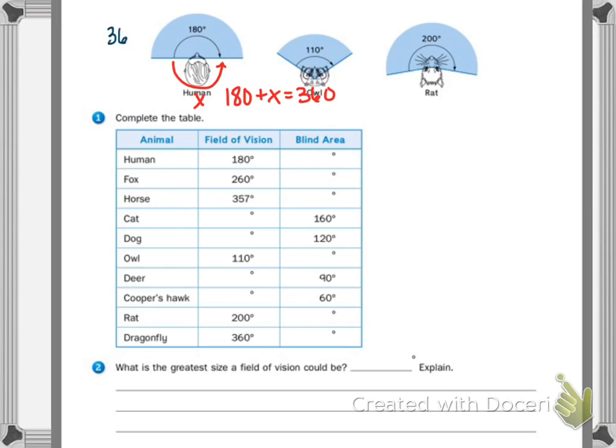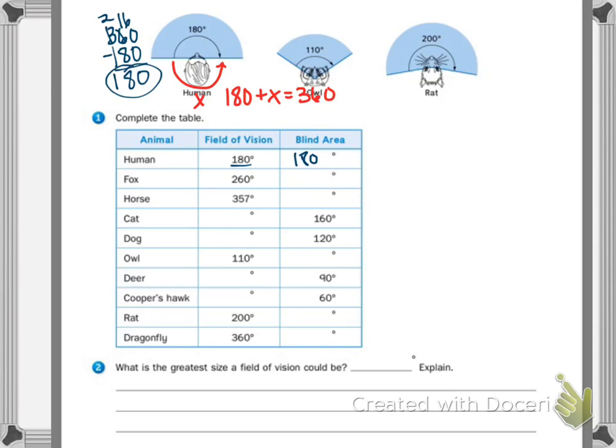So 360 minus 180. 0 minus 0 is 0. 6 minus 8. Let's regroup. So that becomes 2. This is 16. 16 minus 8 is 8. And 2 minus 1 is 1. So that means we have a field of vision of 180 degrees, but a blind area of also 180 degrees. So we can see exactly as much as we can't see.